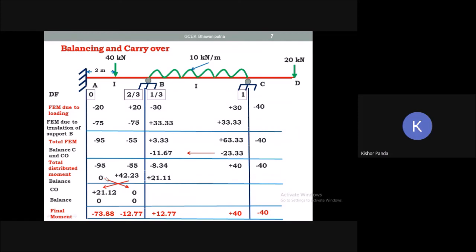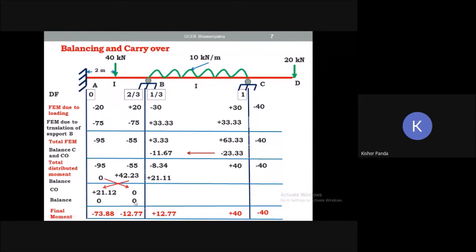Then you have to go for the carryover of this moment. Here this moment will carry over to the fixed end. This moment carries over to this end. And here there is no need to carry over the moment to the end of this member because already this is balanced. Here this moment will carry over, this is 42.23, and half of this moment will carry over to this side, 21.12. And here the moment is 0 and here this will carry over 0.